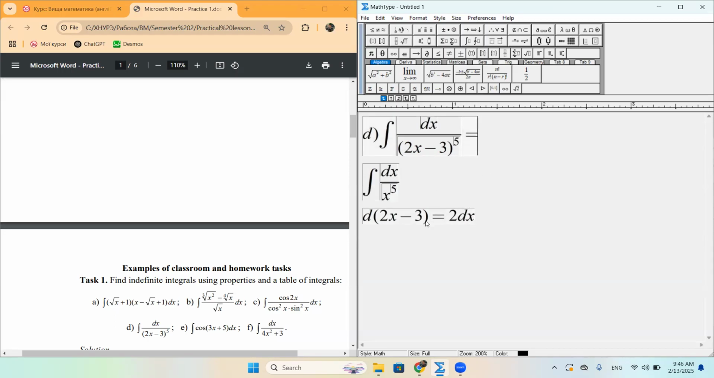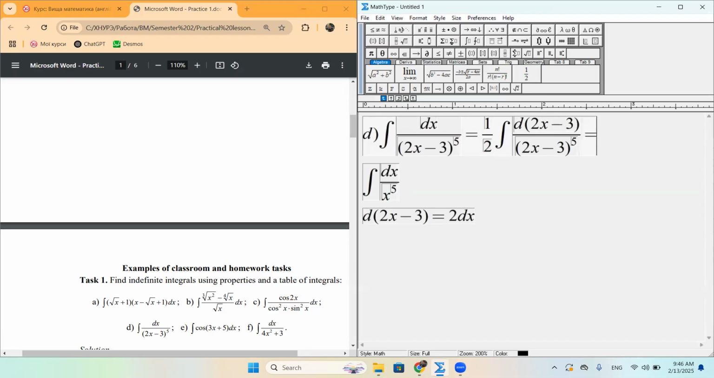And so what can we do here? We need to transform this expression to such form. And by the way, if I differentiate this expression, I will receive 2dx. So we have not to break equality. So it will be 1/2 of this differential. So if I differentiate, I will receive this integral.